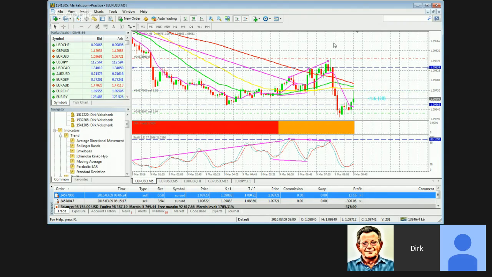Okay, so, ooh, see now it's floating nicely. That's what I want to see. It can move up, but I just don't want a too strong move upwards.